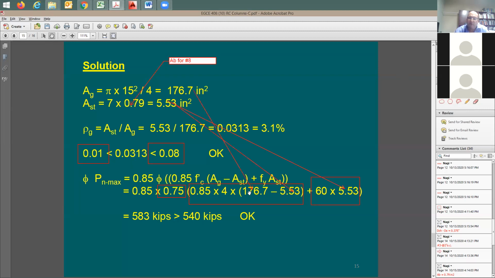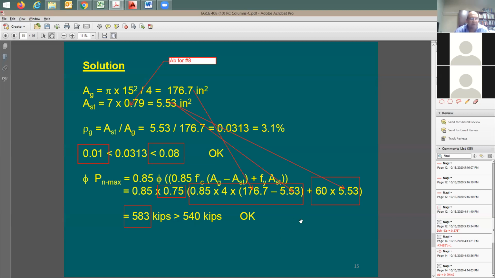To account for the small eccentricity, you have a factor of 0.85. Around the numbers, I'm getting an axial capacity of 583. Your factored demand is 540 kips. This is good. It is slightly larger than 540, which is great.